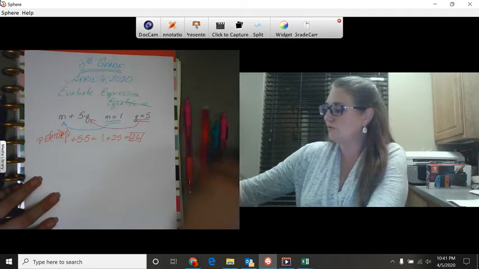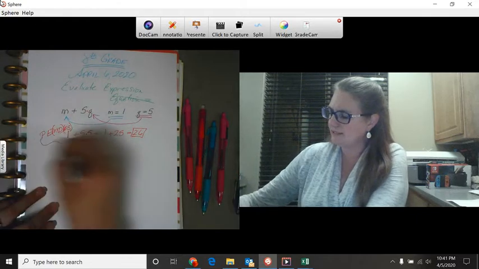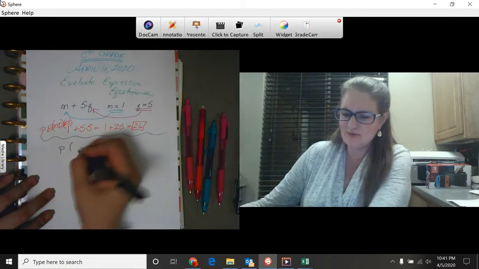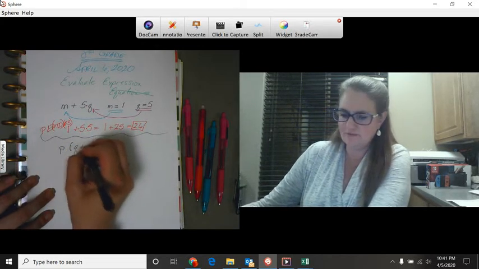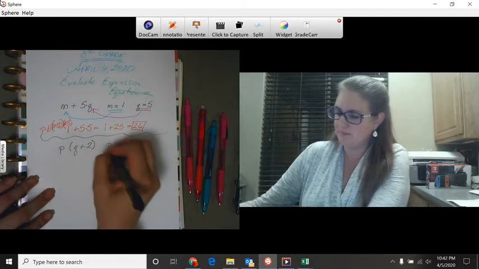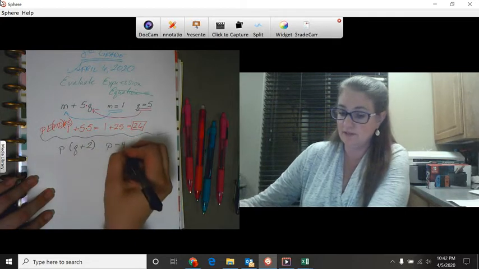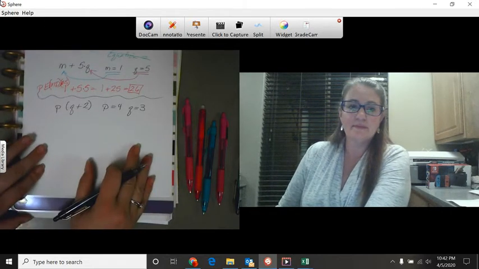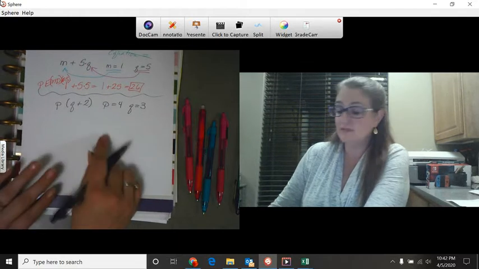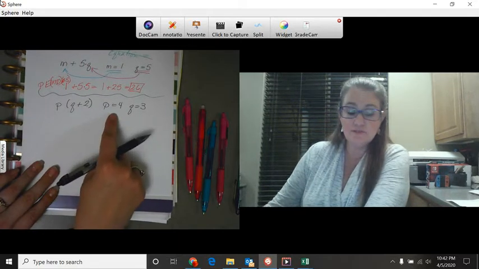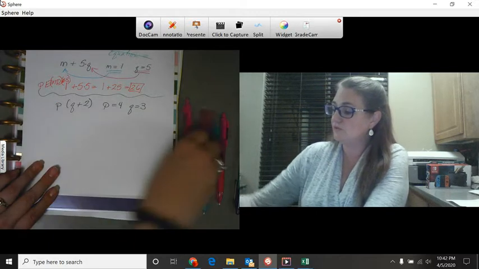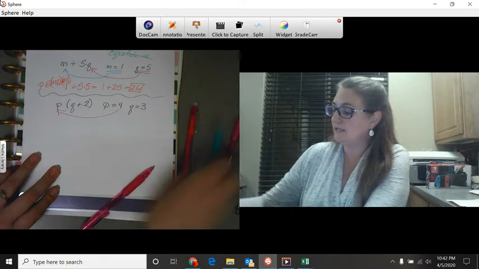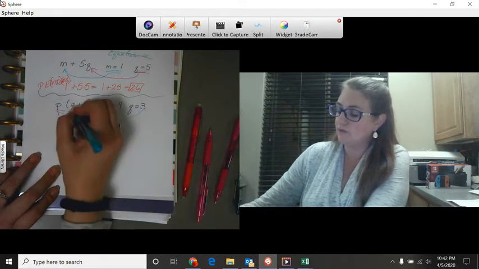Okay, let's try one more, just to make sure that you've got it down, because a lot of you are saying, oh yeah, no problem, this is so easy. So what if I have this problem where p equals 4 and q equals 3? Same thing applies. If p equals 4, you plug that in where the p is, and then you plug in the 3 where the q is.